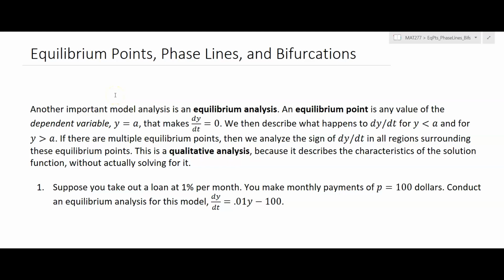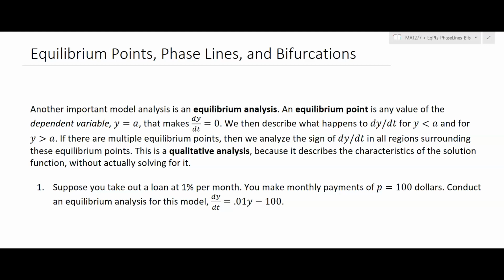Welcome. In this video lesson, we're going to take a look at a qualitative analysis involving finding equilibrium points, generating phase lines, and discussing bifurcations. So, an important model analysis that we often like to conduct is called an equilibrium analysis. An equilibrium analysis involves equilibrium points, which is any value of the dependent variable y equals some value that makes dy dt equal to 0.